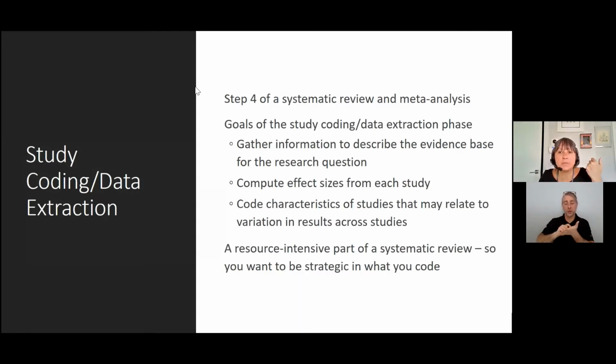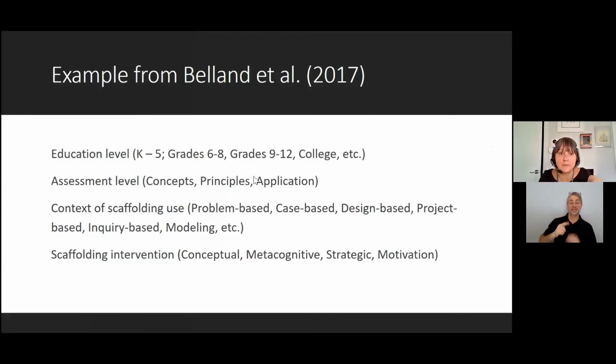Okay, so if we go back to the Belland computer scaffolding example, here's a list of some of the things that Belland and his colleagues coded in that particular review. They looked obviously at education level. So clearly computer scaffolding interventions could differ depending on if you're a kindergartner versus if you're in college. The assessment level: what were the assessments used in that study, at a lower level of concepts, or at a higher level of application? That might again be related to the effectiveness of computer scaffolding. I won't go through the rest of those, but you can see that the things coded in that study were both to describe the sets of studies available in this topic, but also to talk about how effective the intervention might be, and how it might vary across these particular contexts.